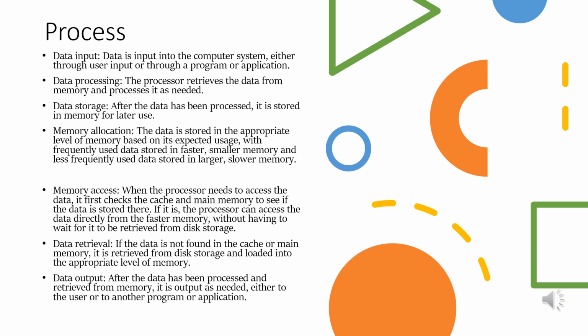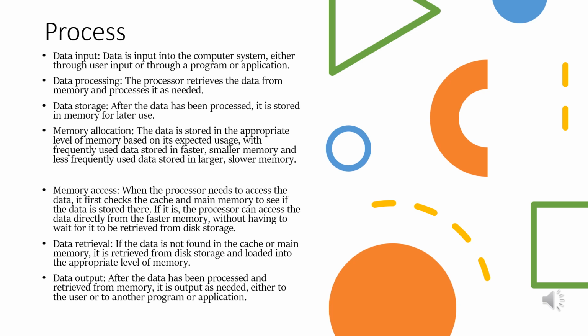I am going to tell about the process of hierarchical memory system. Data input. Data is input into the computer system either through user input or through a program or application. Data processing. The processor retrieves the data from memory and processes it as needed. Data storage. After the data has been processed, it is stored in memory for later use. Memory allocation. The data is stored in the appropriate level of memory based on its expected usage, with frequently used data stored in faster, smaller memory, and less frequently used data stored in larger, slower memory.